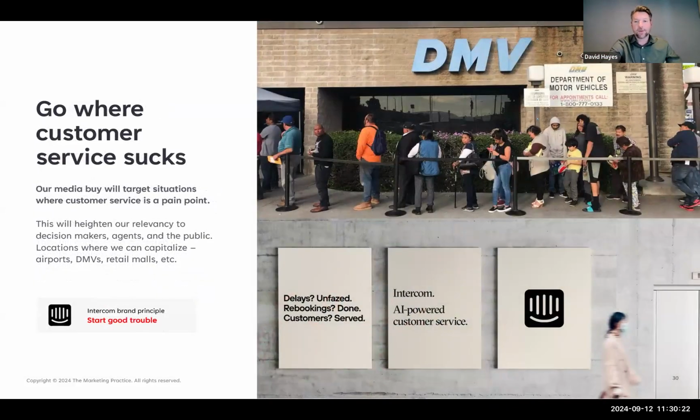It could be things like showing up at the DMV, a place notorious for bad customer service, and really having some provocative messaging that's going to resonate both with people coming in there, but also create some brand halo around how you're standing up. And this is, again, in their case, aligning to a brand principle around starting good trouble.